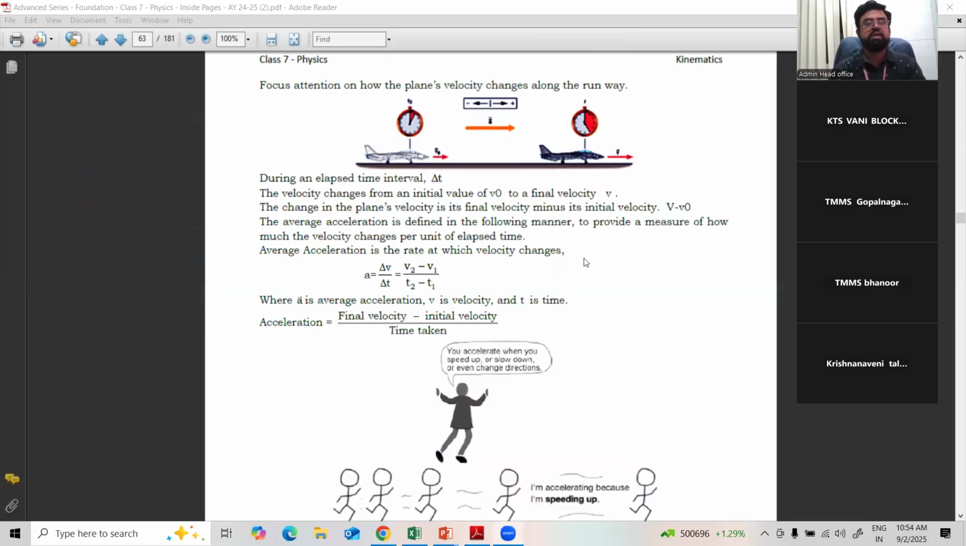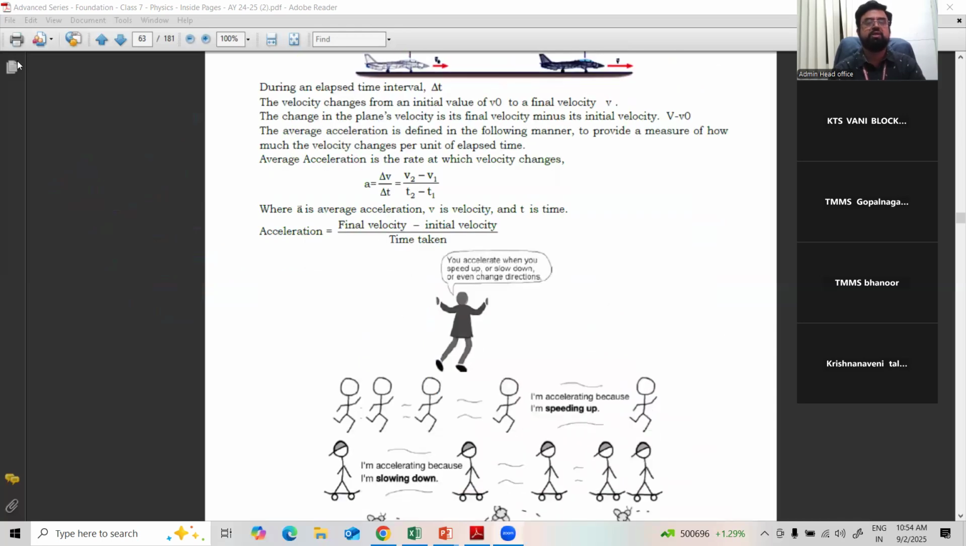So when you move, again, we'll get some more examples for that. You can see that during an elapsed interval, elapsed meaning time gap, the object starts to speed up. The velocity changes from V0 to V. The change in velocity is final velocity minus initial velocity, that is V minus V0.